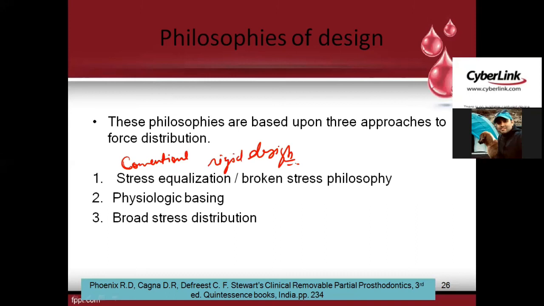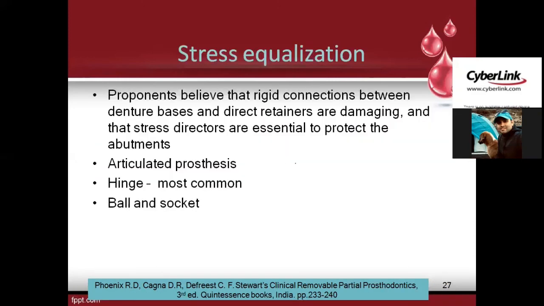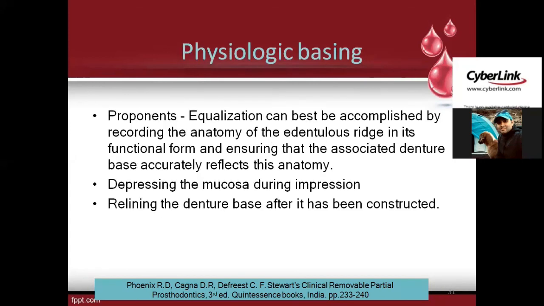Right. The stress equalization, which we already discussed, type 1 and type 2. In case of stress equalization, proponents believe that rigid connection between the denture base and direct retainer is damaging and that stress directors are essential to protect the abutments. Articulated prostheses, hinge most common, ball and socket joint. These are the three things which provide stress equalization.